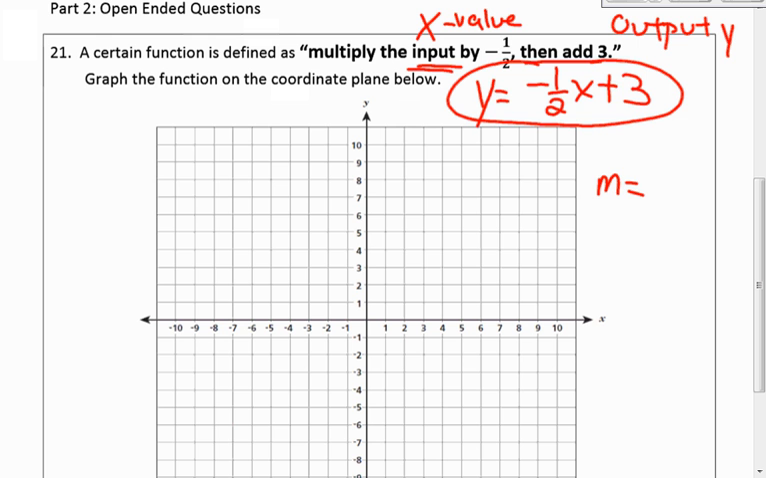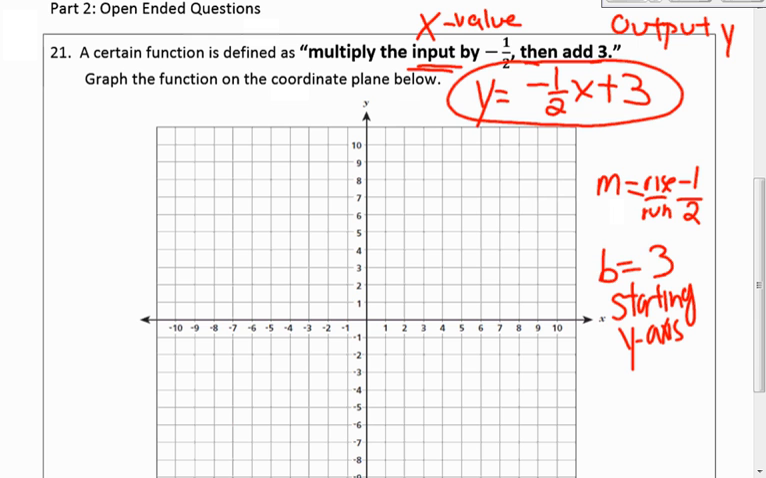The slope is already in rise over run format because it's written as a fraction. So the rise over run is negative 1 over 2. My y-intercept is 3. This is my starting point on the y-axis. If my rise is negative 1, I'm going to use the arrows to show that I have to go down 1 and then to the right 2. I'm going to start on the y-axis at 3, and then go down 1 to the right 2. Down 1 to the right 2.